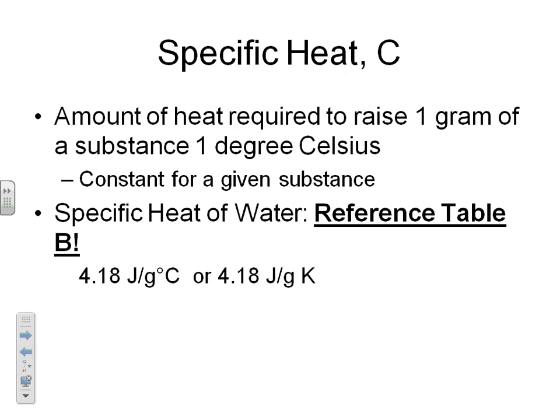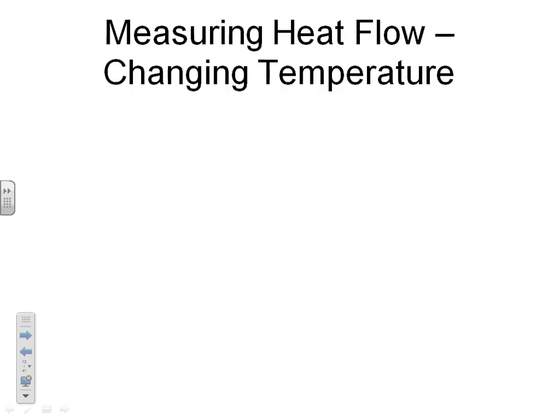Now what this is saying is if I have 1 gram of water and I want to heat it up by 1 degree, I need to add 4.18 joules. That's what this unit is saying. That's what specific heat is saying: how much energy does it take to heat this thing up by 1 degree, if you just have 1 gram? And the way that we use specific heat is by measuring heat flow.